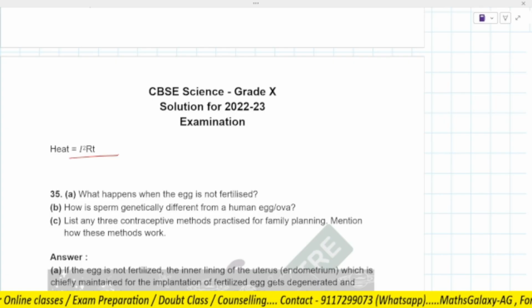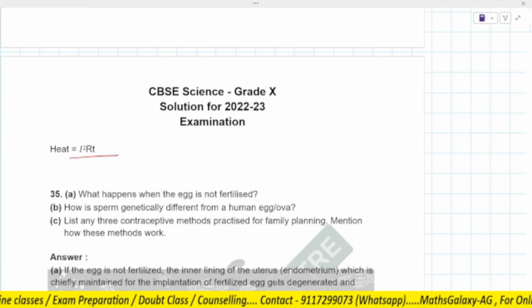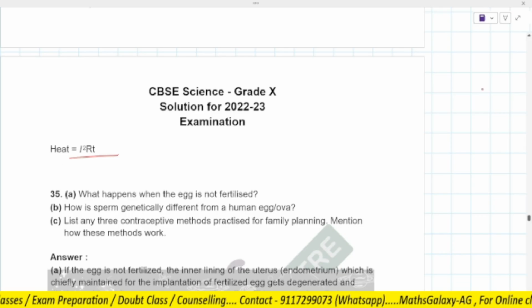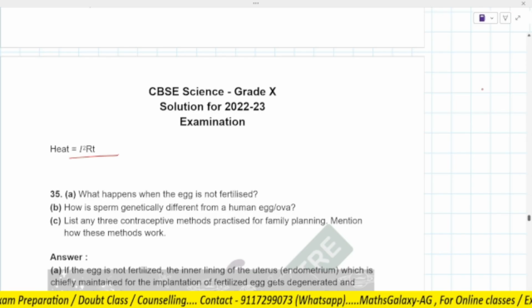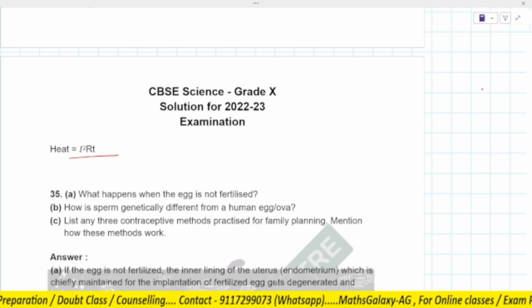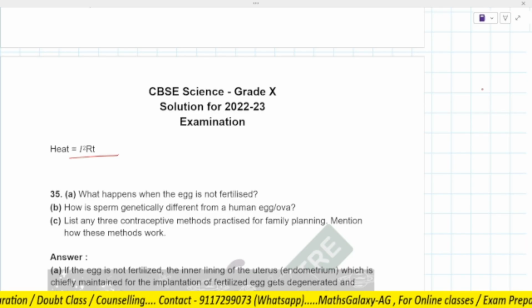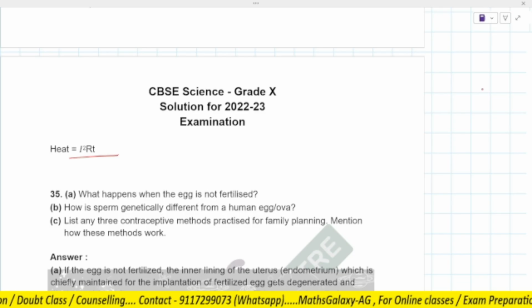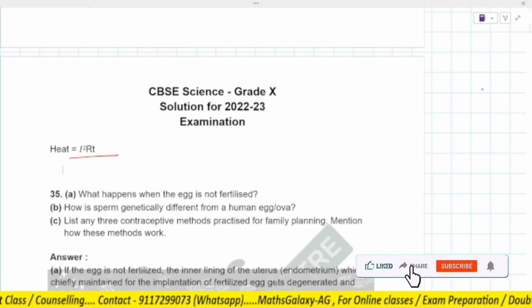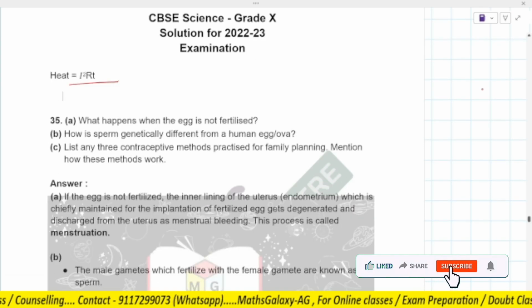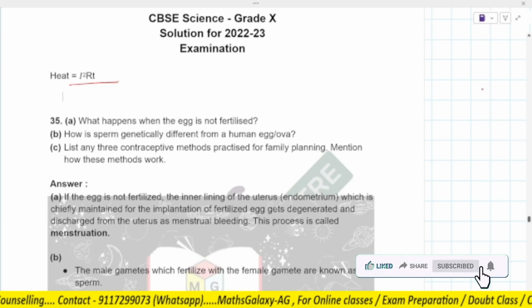Yes, please try. The inner lining of the uterus gets discharged from the body. Yes, good. It is called menstrual bleeding. Menstrual bleeding, okay. So let's see here. Yeah, good. Your explanation was correct, है ना?